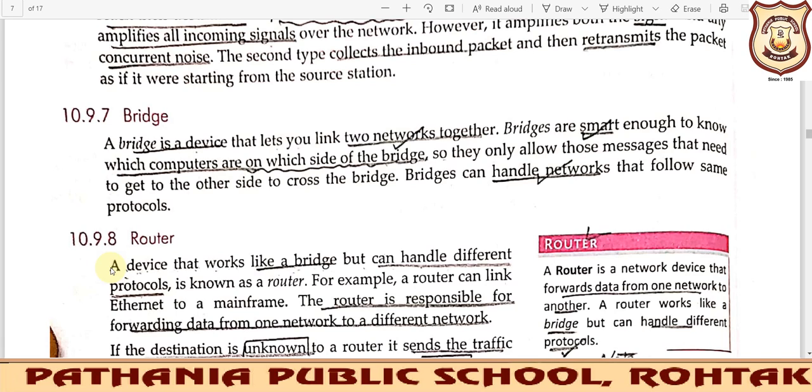Okay, so these are two different networks, two different buildings, each having a group of computers, and we want to connect them together so that they may share information. So which device will we need? We will need a bridge.